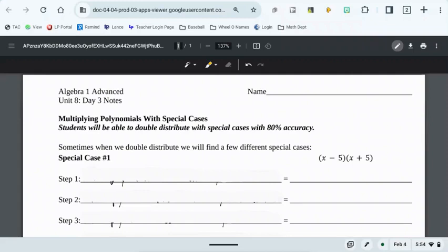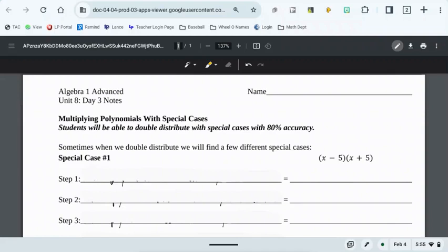Hey everyone, welcome back. Today is going to cover Unit 8, Day 3 notes, which is going to be discussing multiplying polynomials, but this time with special cases. So our goal today is that students will be able to double distribute with special cases within 80% accuracy.